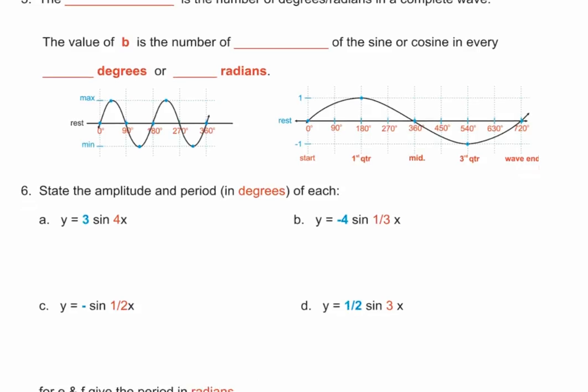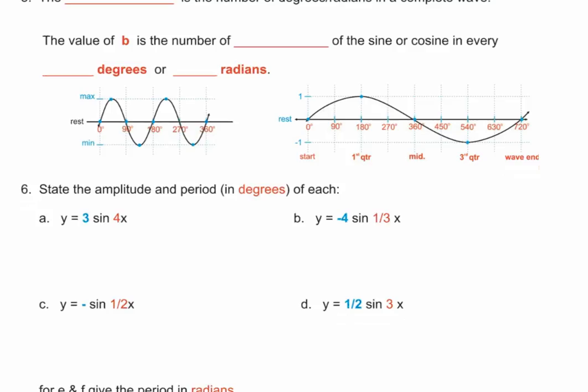So if you come down here, what's the amplitude of A? 3. What's the amplitude of B? It's the absolute value of negative 4. It's 4. Amplitudes are always considered positive.